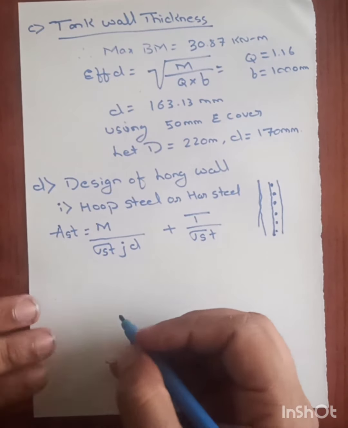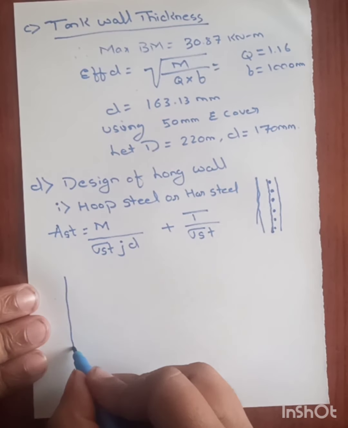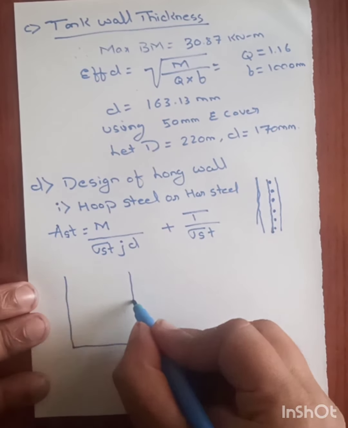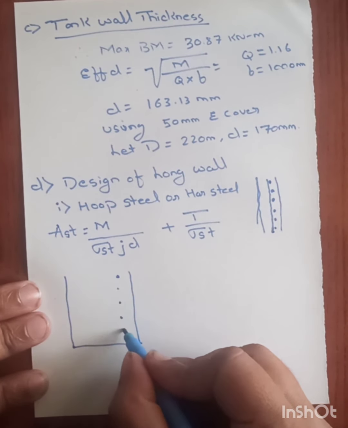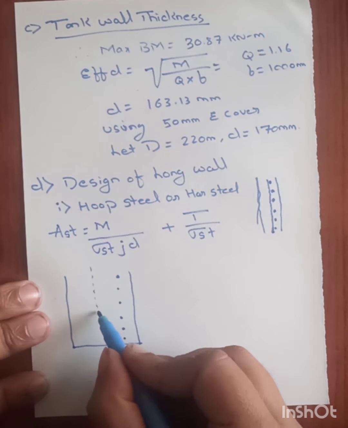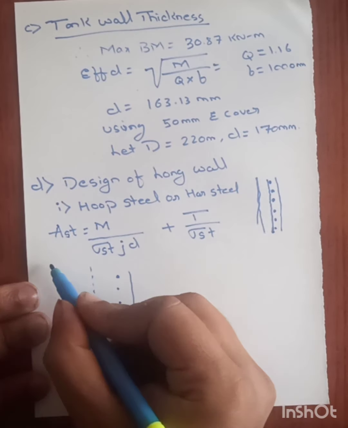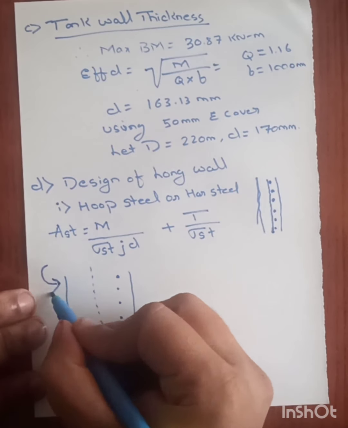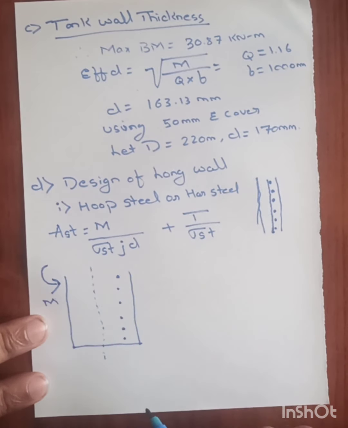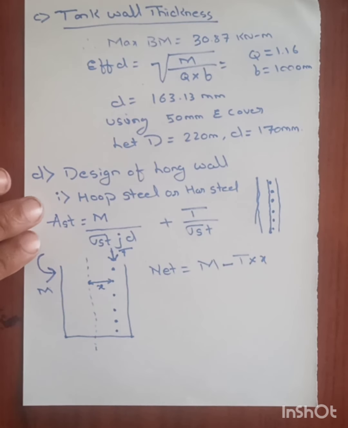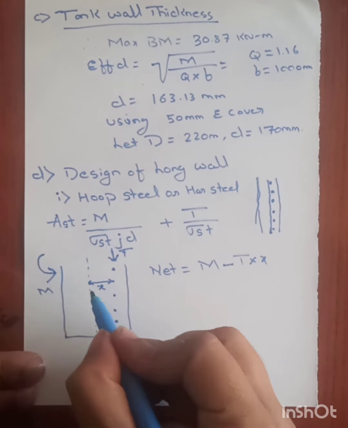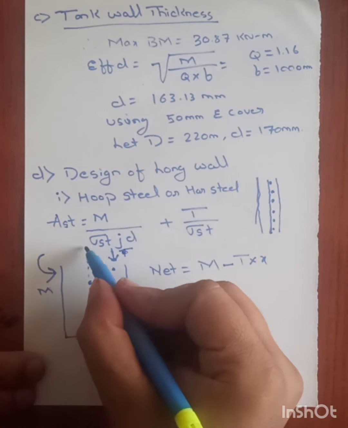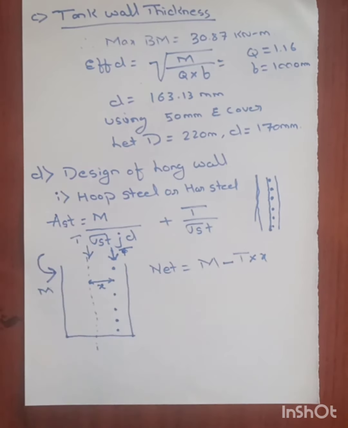Now just have a look over here. In this figure, suppose this is the wall and suppose these are the bars. Suppose this is the midspan of the wall. So it is subjected to a moment in anti-clockwise direction. Now this is the cross section of the water tank, which is subjected to a moment like this and which is subjected to a tension.